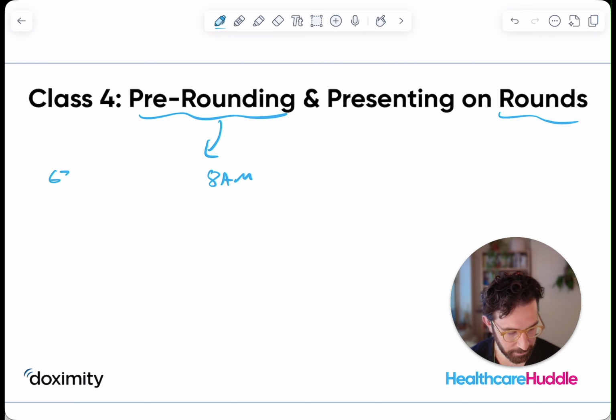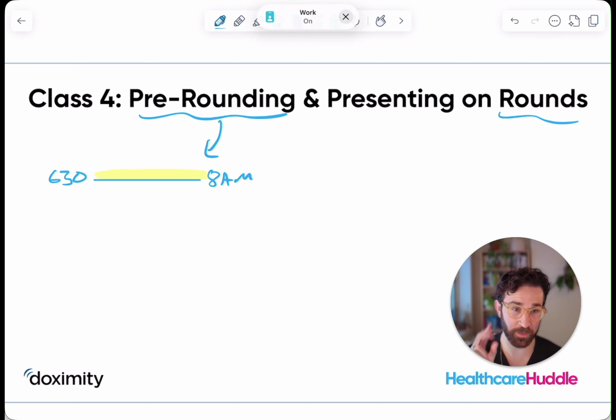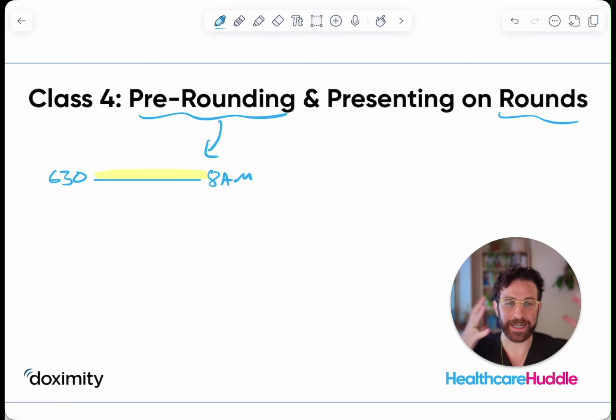Pre-rounding is the time between rounding and when you arrive, right? So an hour and 30 minutes is what you have to review overnight events for the patient via the sign out from class number 2, I believe. You're reviewing vitals, reviewing objective data like labs, you're reviewing imaging, you're reviewing consult notes, progress notes, nursing notes, right? You're just consolidating all that information very quickly, okay?